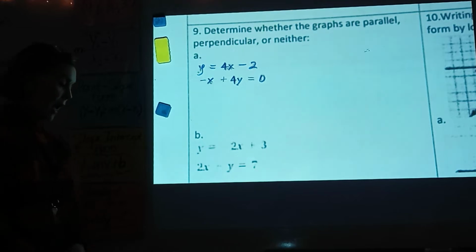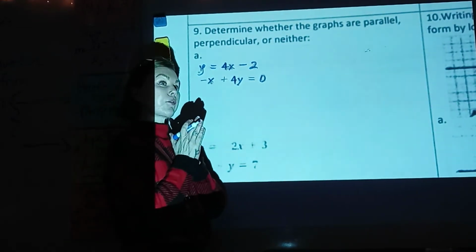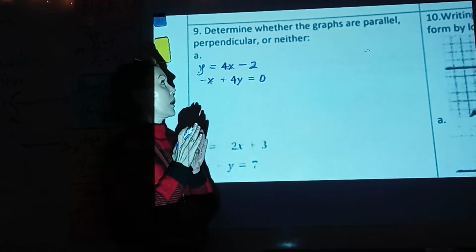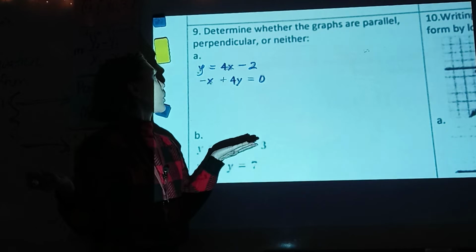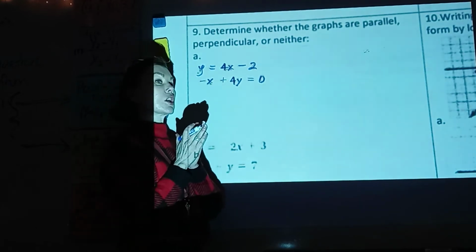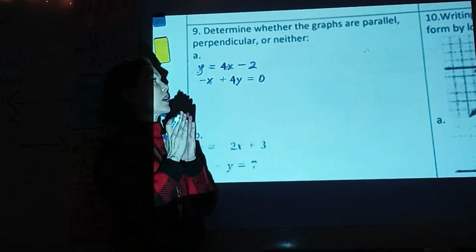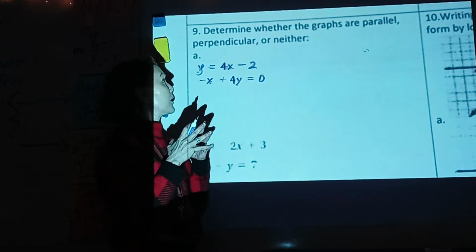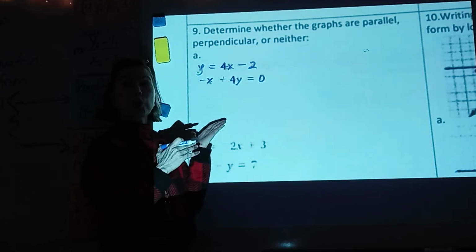Okay, so guys, parallel, perpendicular, or neither. Parallel lines have what? The same slope. And we have to figure out if it's parallel, perpendicular, or neither. Well, what is perpendicular? Perpendicular lines have opposite reciprocal slopes. And the only way that you can compare them is if both of them are solved for y. Are both of these equations solved for y?